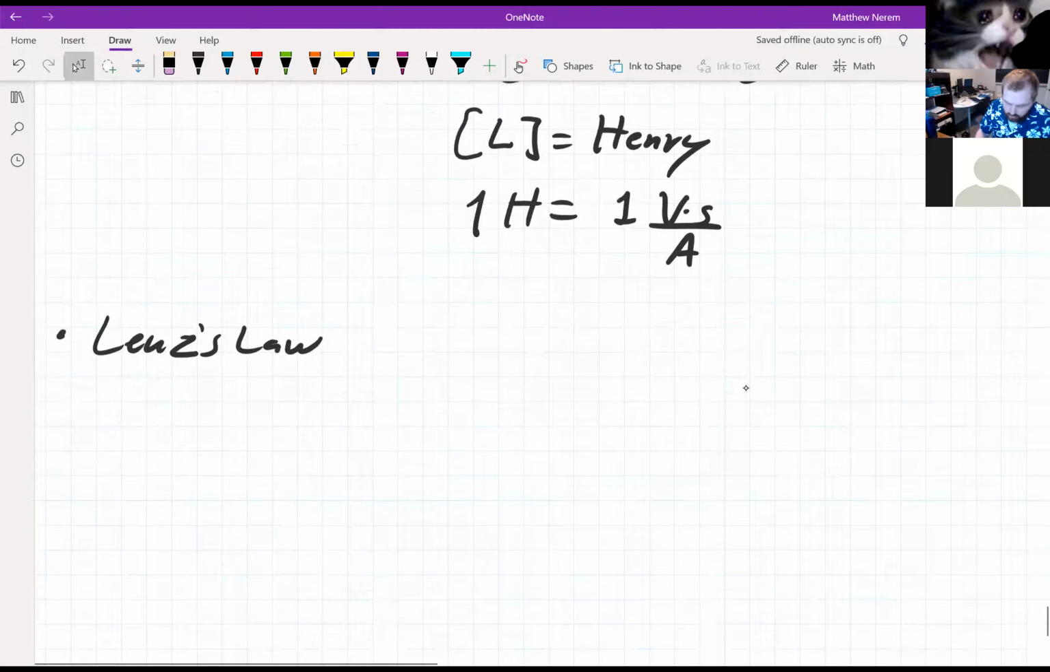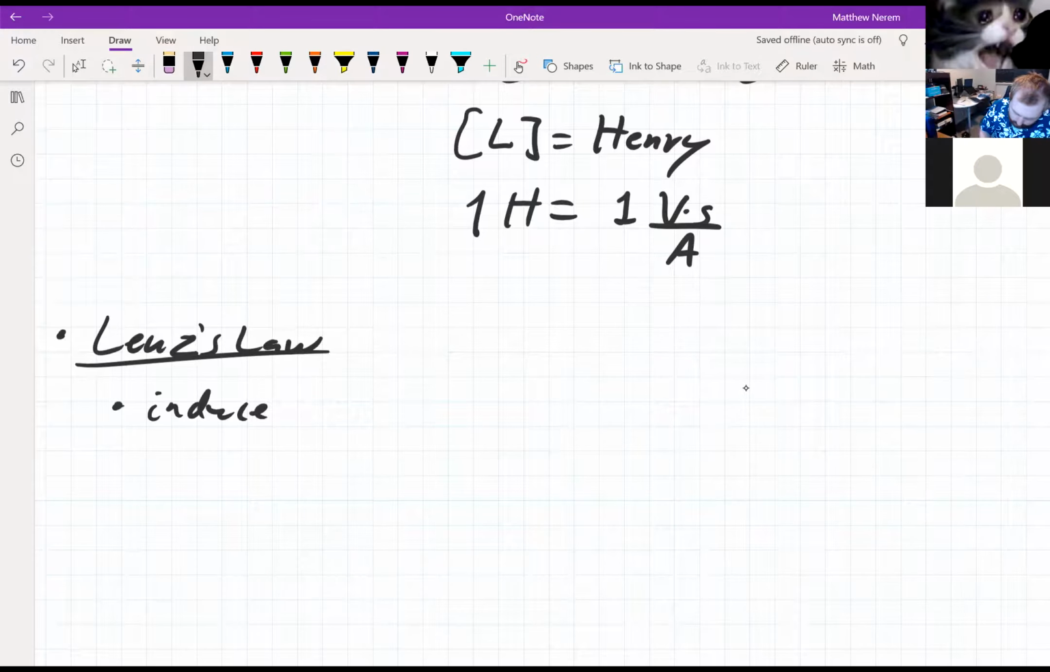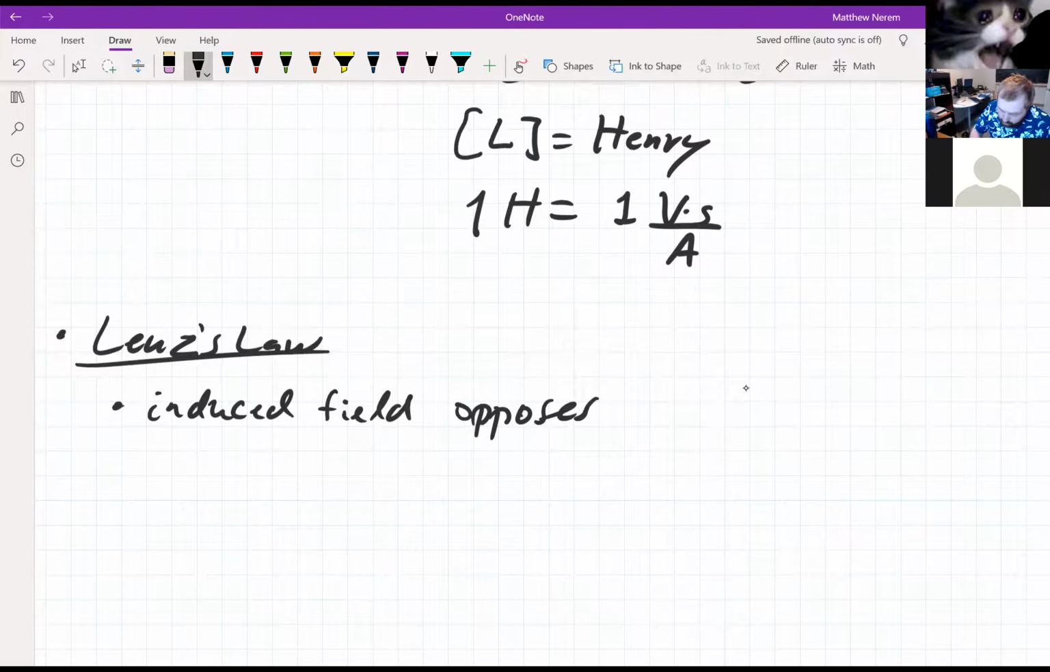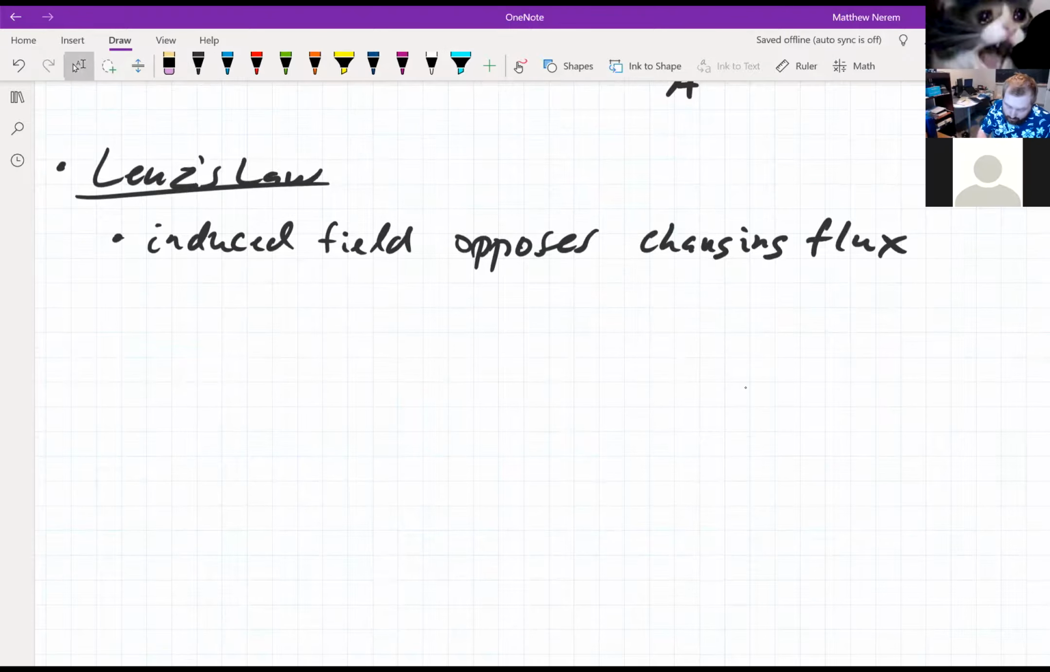So use of this, all right? We can say, hey, what's the direction of these induced currents? The shortest way to say this is that the induced field opposes changing flux. That's the shortest way to say this. Let's have some examples.